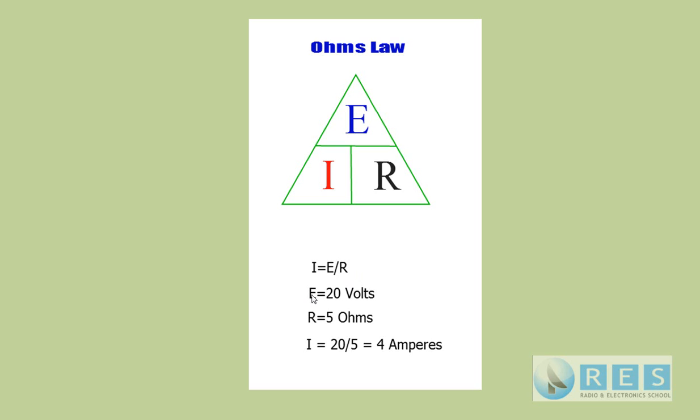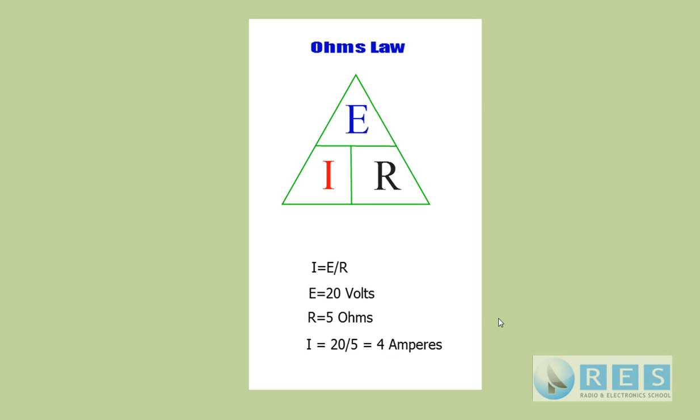And we're being told that the voltage is 20 volts and the resistance is 5 ohms. What is the current in amperes? So I equals E over R, that means I equals 20 divided by 5. I equals 20 volts divided by 5 ohms gives us 4 amperes.